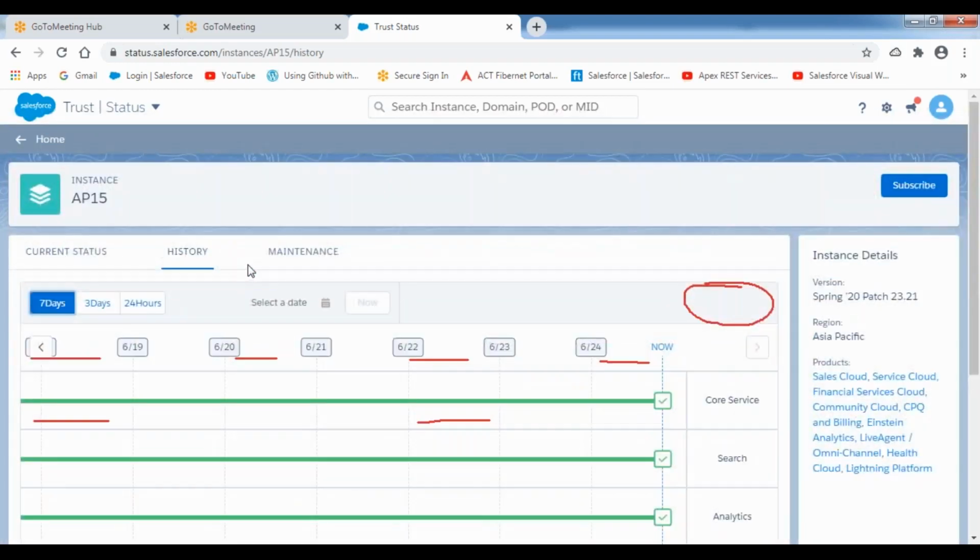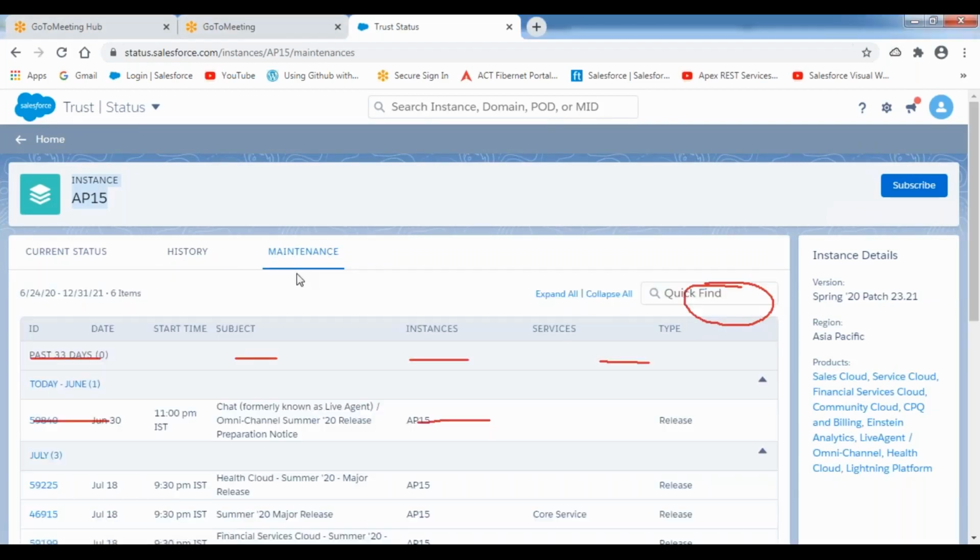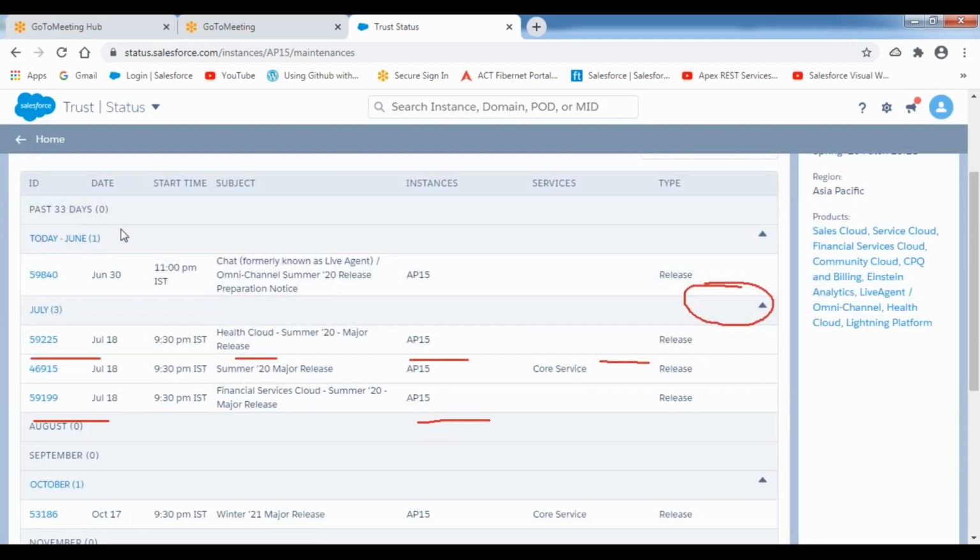Now, suppose Salesforce is planning for any maintenance activity, then I would like to verify that. For this AP15 server, do we have any maintenance activity planned by Salesforce or not? I want to cross check that for the next 1 year. I want to verify, so click on the maintenance tab. Once you click on the maintenance tab, it is clearly indicated. From June to the next April, April 2021, we can see the maintenance calendar. That means for the next 1 year, whatever maintenance has been planned by Salesforce, that entire information we can see inside this maintenance calendar.